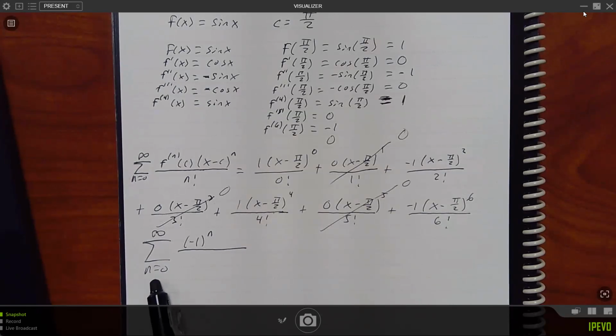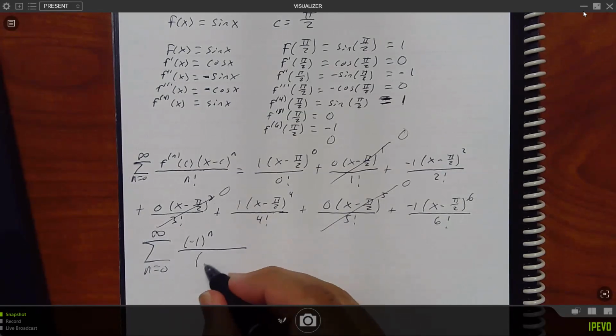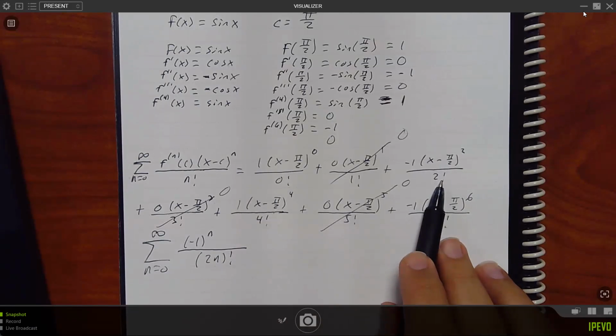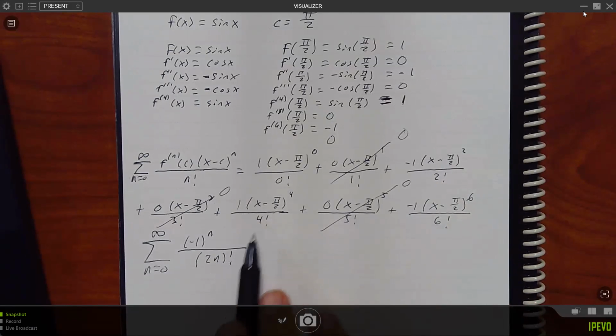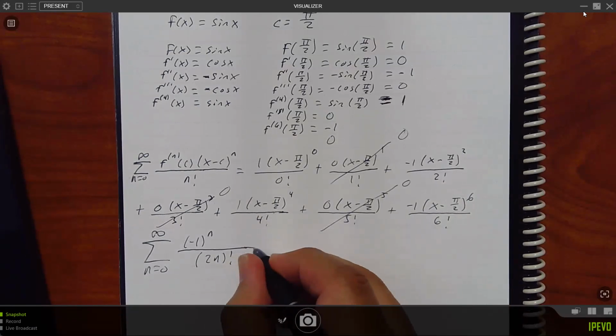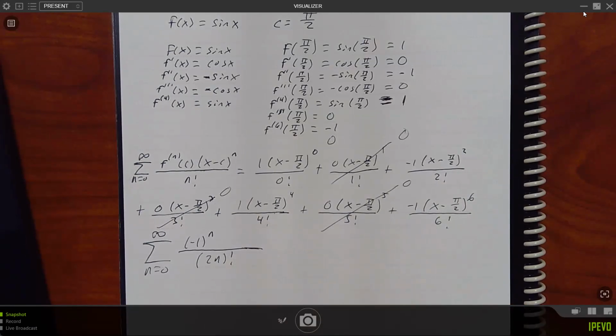Because the n is going to be going through 0, 1, 2, 3, 4, right? That's what the series is going to do. So how do I force this index to skip odds? Is it 2n? Yeah, 2n. You see it? When it's 0, 0. When it's 1, I jump to here. When it's 2, 4, 3, 6. That makes sense? Okay, so we took care of the bottom part.